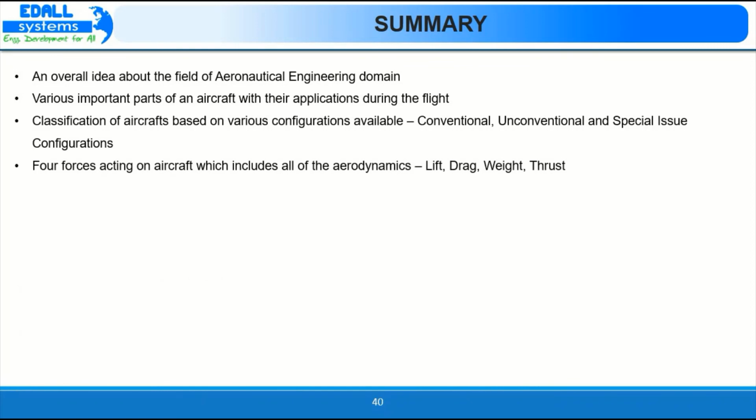Then we have seen the 4 forces acting on an aircraft, which include all of aerodynamics: lift, drag, weight and thrust, how these forces act opposed to each other, and how they are important for an aircraft to be airborne. Then we have seen the 3 basic motions of aircraft. Yaw motion is generated with the help of the rudder. Pitch motion is controlled by the elevators placed at the horizontal stabilizer. Roll motion is performed with the help of ailerons: when one aileron moves down, the other moves up and creates the roll motion. We have discussed this briefly.